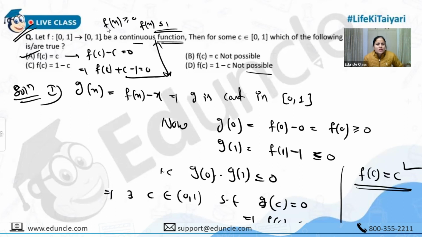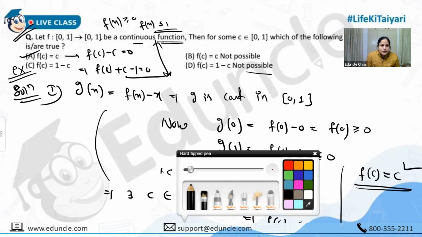Clear? This is how you can prove option C also. So do it by yourself. It is a trick whenever you have such problems. Whenever such options come in any question, we have to solve with an easy method. We have to construct a new function. Then we can apply either the intermediate value property or the corollary of the intermediate value property. It is using the corollary of the intermediate value property here.